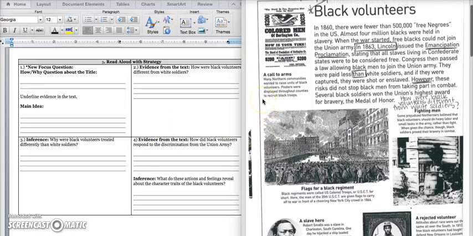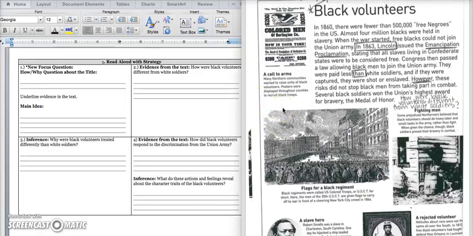So go ahead, think about your main idea. How did black volunteers participate in the Civil War? Our text says that after the Emancipation Proclamation, they were allowed to join the Union Army, but when they joined, they were paid less than white soldiers.